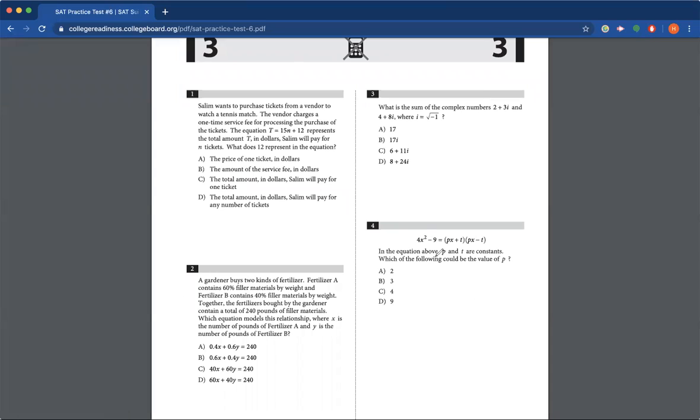I'm not at number 4, I'm at number 3. So when you're doing these two expressions, you only want to add like terms. You add the 2 and the 4, which gives you 6, and the 3i and the 8i, which gives you 11i. It's like adding two variables, like 3x plus 8x.